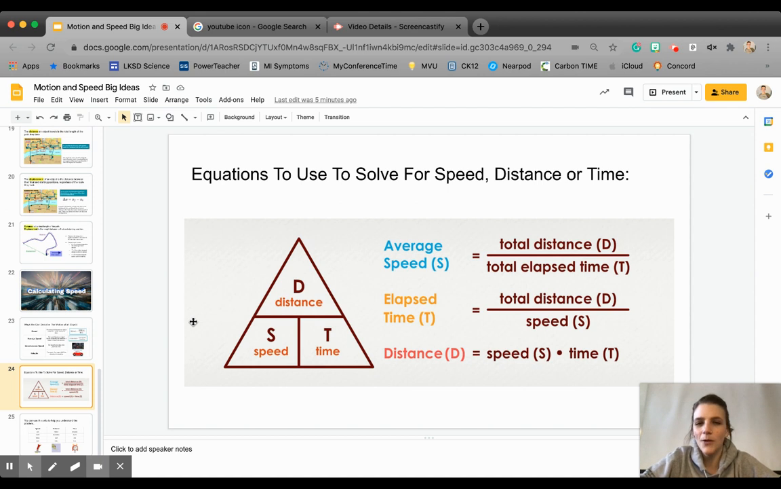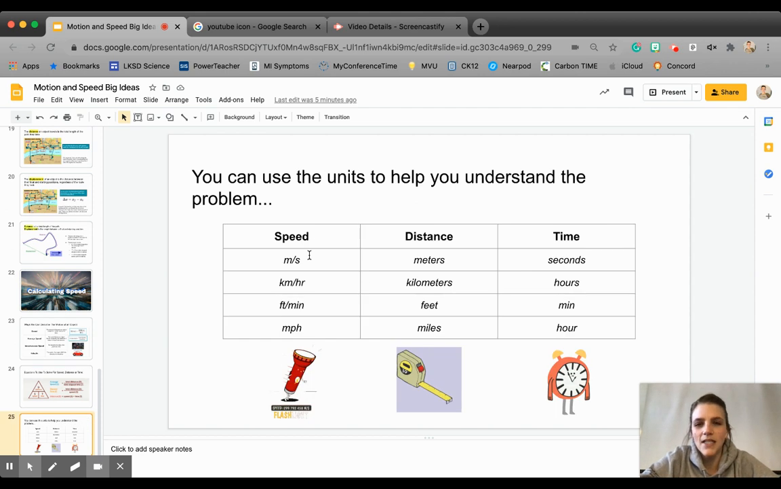Now, a good strategy to help you figure out your units for everything, or figuring out whether it's speed, time, or distance I'm looking at, is to look at the units, right? So anytime you see something like meters per second or kilometers per hour, feet per minute, or miles per hour, anytime you see the slash or you see the word per, it's talking about speed, all right? Notice that if you are given the unit for speed, then you're already given the units you're going to be using for distance and time, right? If speed was measured in meters per second, your units for distance are going to be meters, and your units for time is going to be seconds.